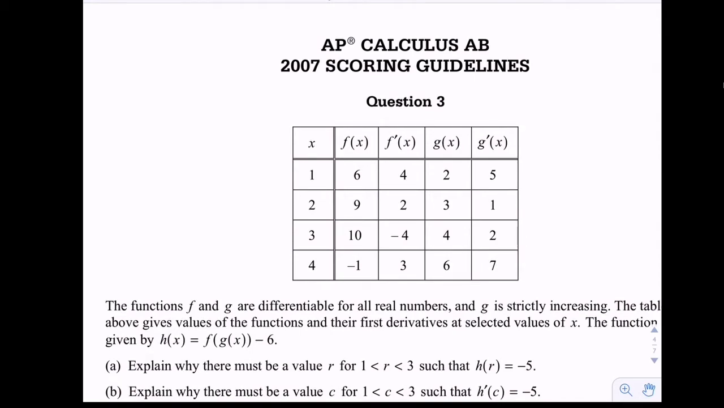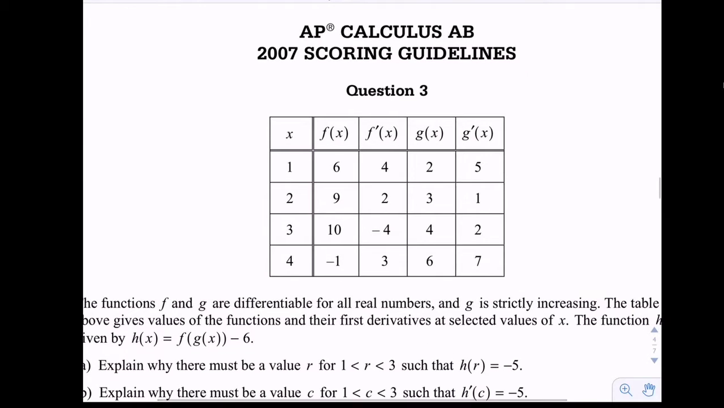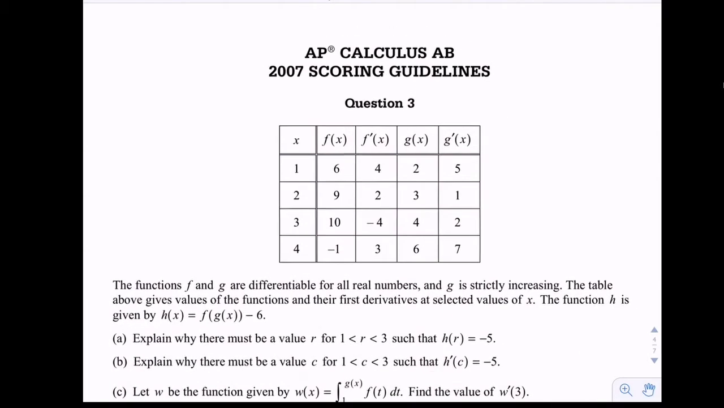Yeah? Let's do that. Let's look at part A. Let's just do part A and B, okay? We're ready. The functions f and g are differentiable for all real numbers. That means they're also continuous, right? So the derivatives exist and the functions are continuous. G is strictly increasing, so G prime must be positive everywhere, not just on the values given. The table gives values for the functions and the first derivatives.